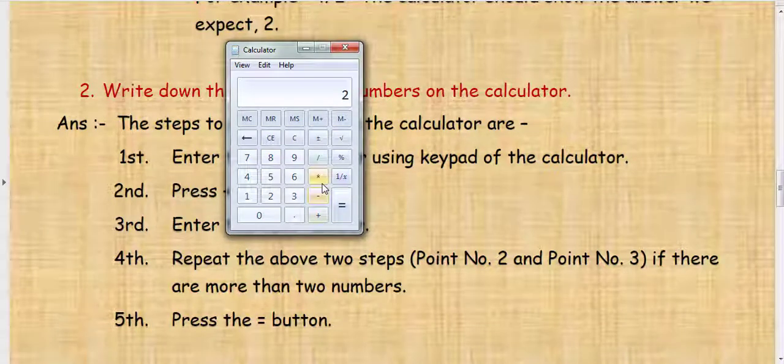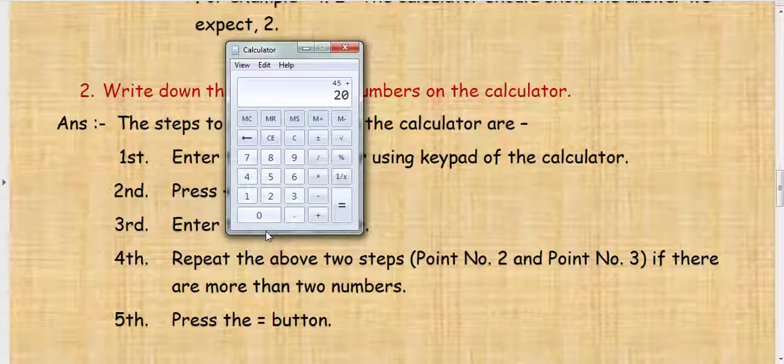So, first step is to enter the first number. So, suppose the first number is 45. Second step is to press plus button. It is here, see. And the third step is to enter the second number. So, suppose the next number is 20.